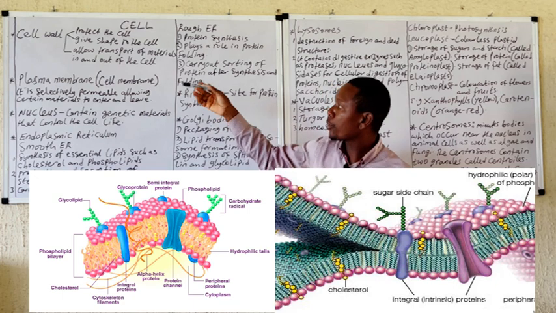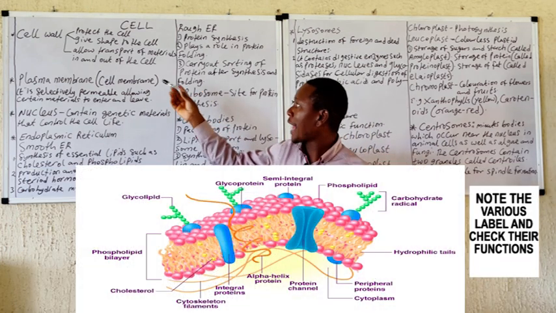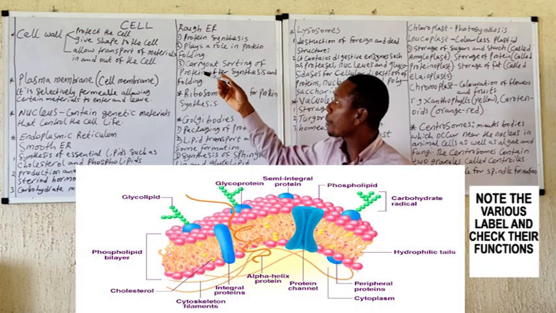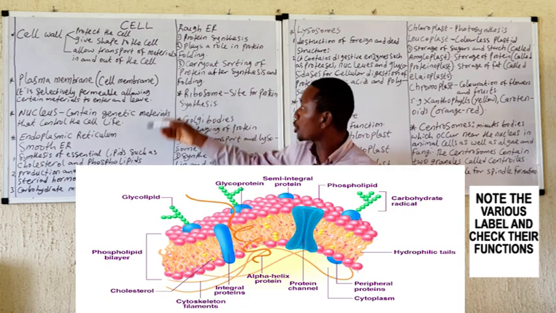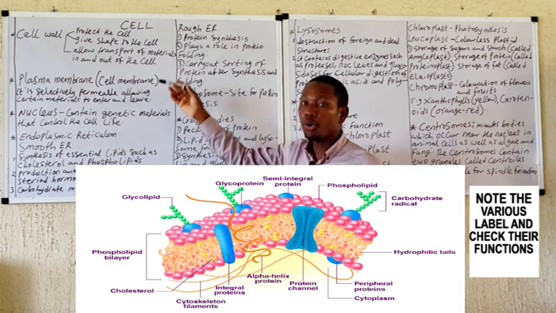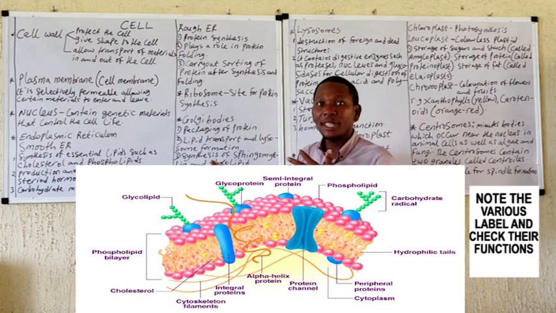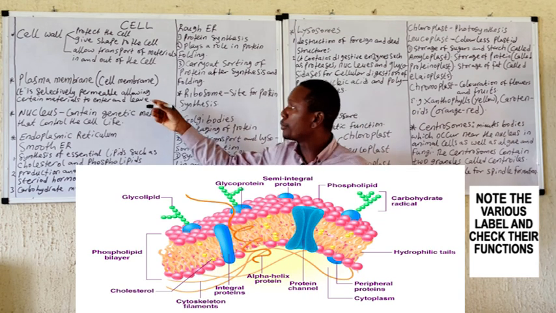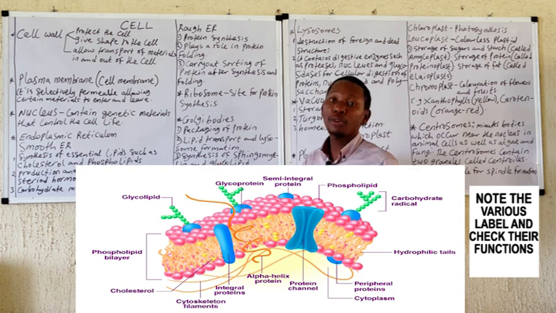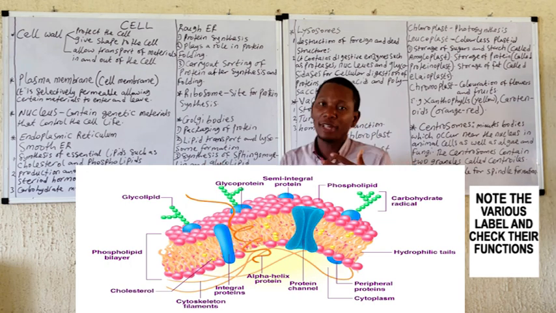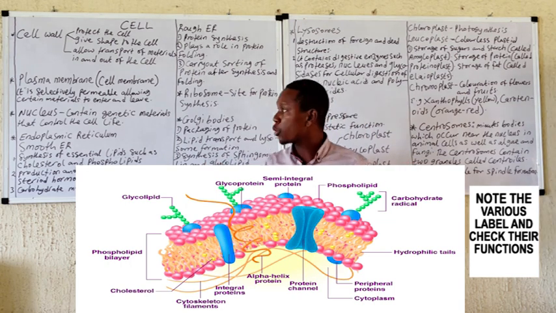Then you can also see various substances such as the glycoprotein, the peripheral protein, the transport channel, the integral protein, and all that. All these adapt the cell membrane to its function. Details of how the cell membrane carries out its function may be discussed in a subsequent video.